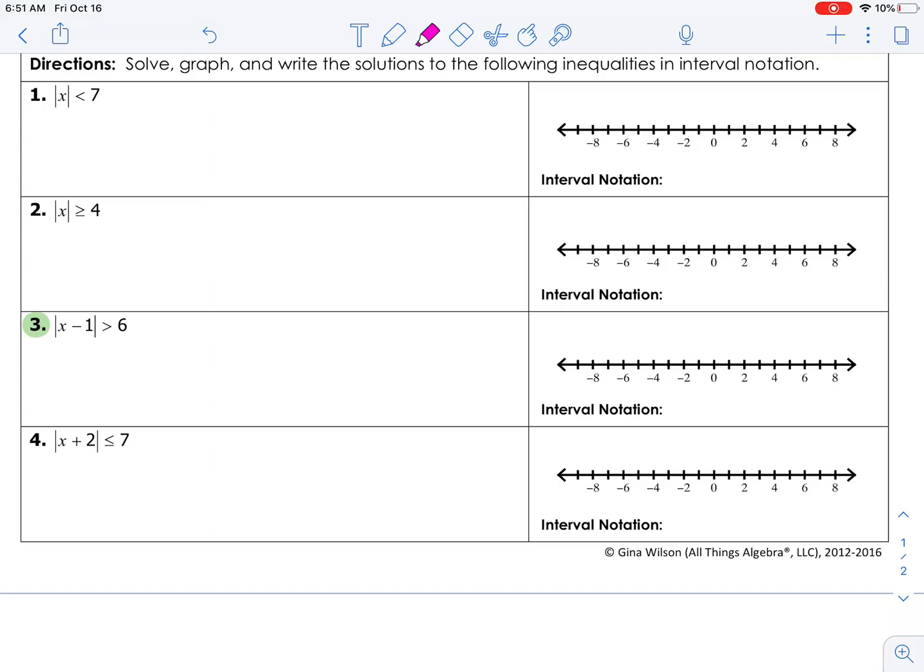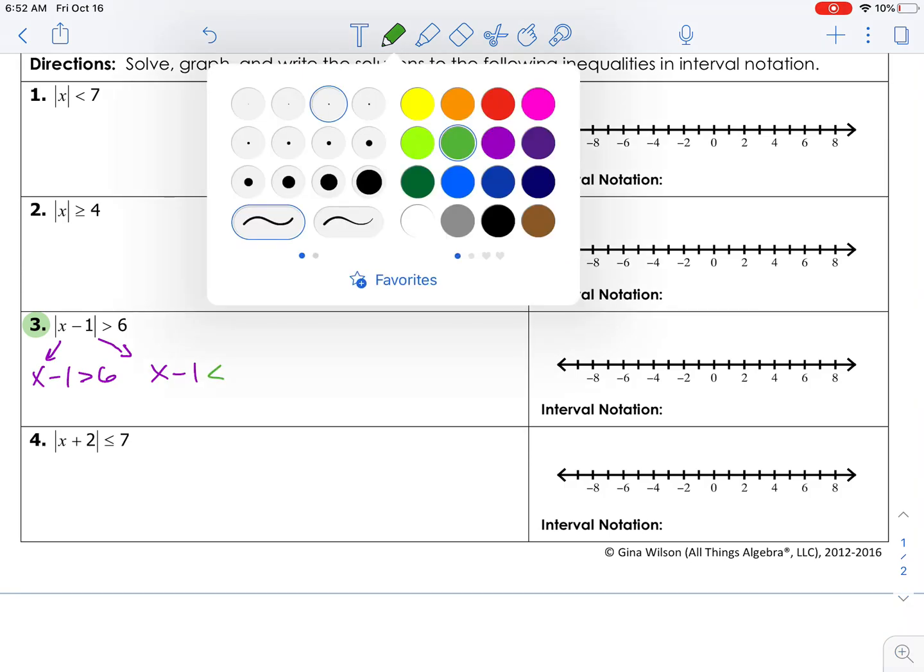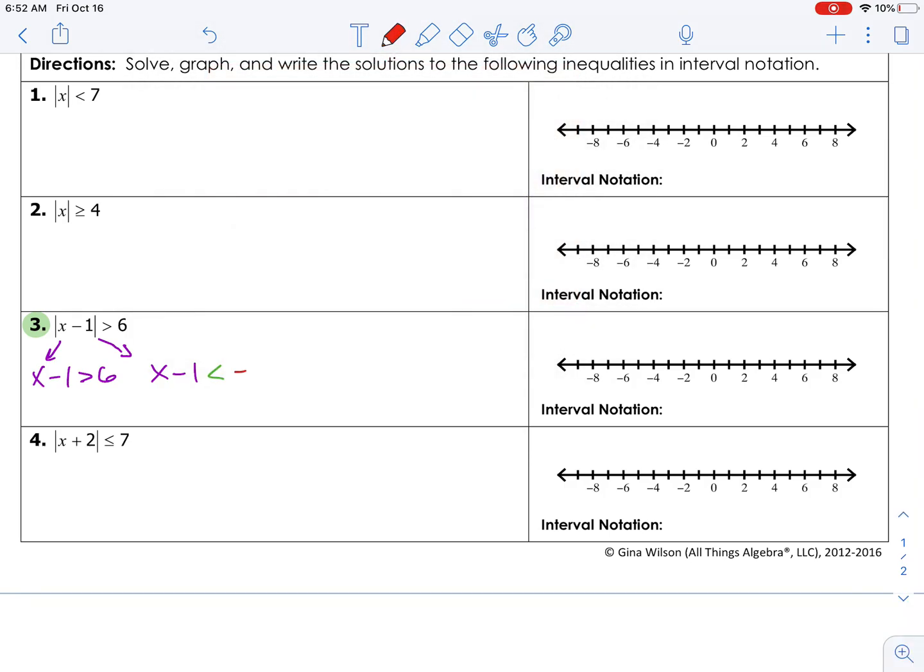So the next example we're going to do is number 3. When I make my two cases, remember the first case, nothing changes. X minus 1 greater than 6. The second case is going to change, but not on the left side, not what's in absolute value. That's going to stay the same. X minus 1 stays the same. Then I switch the direction of the inequality, and I make my 6 a negative 6.